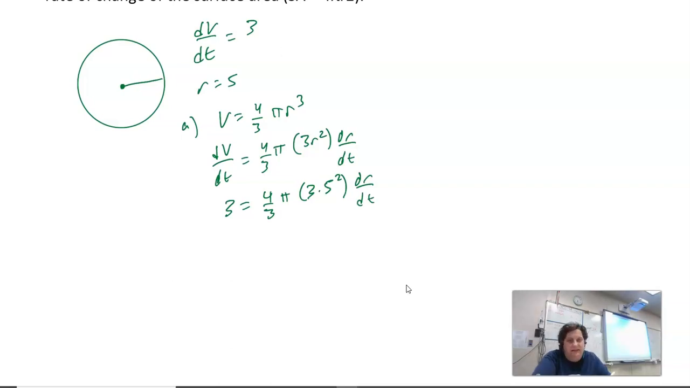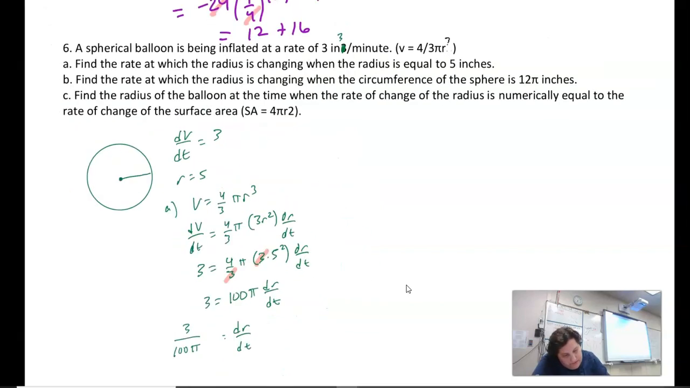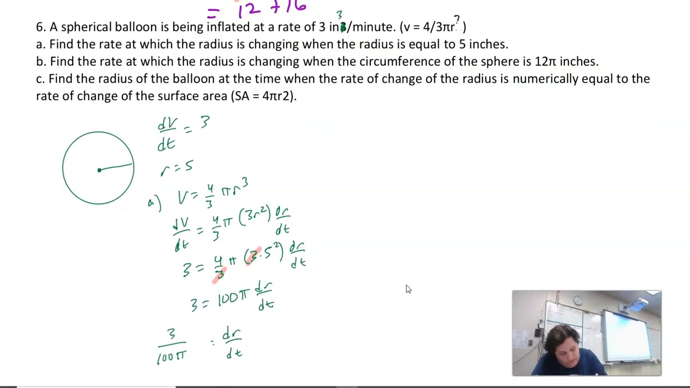Let me simplify this as much as possible before I move on here. That 3 and that 3 are going to cancel out. 5 squared is 25 times 4. That's 100 pi. So I get dr/dt is 3/100 pi. And for my units, I am using inches per minute. Inches per minute. All right.